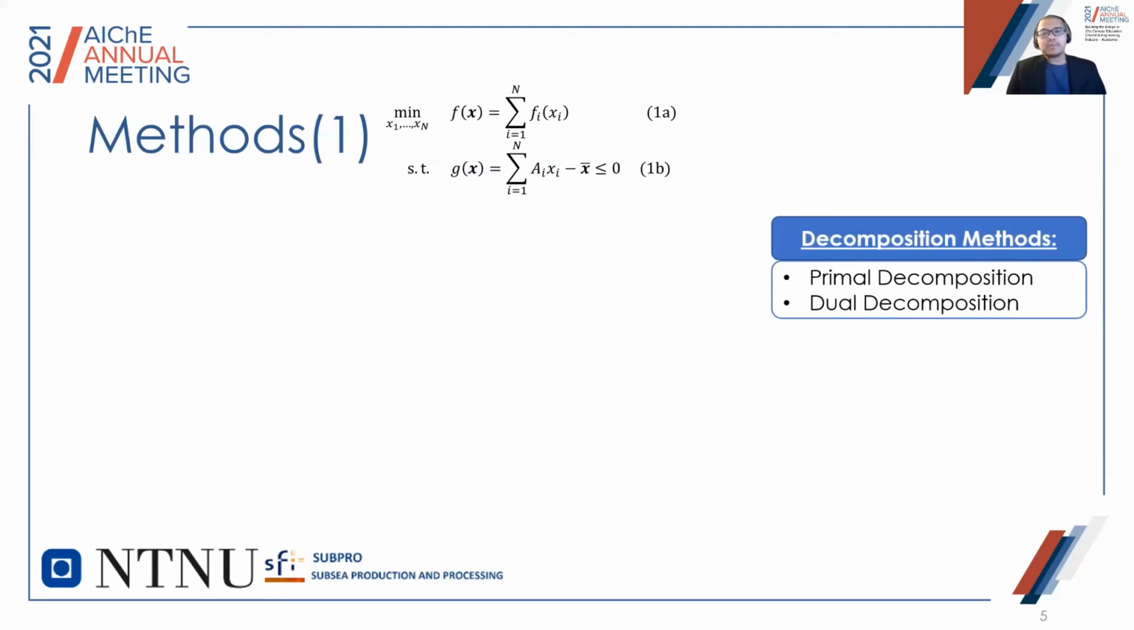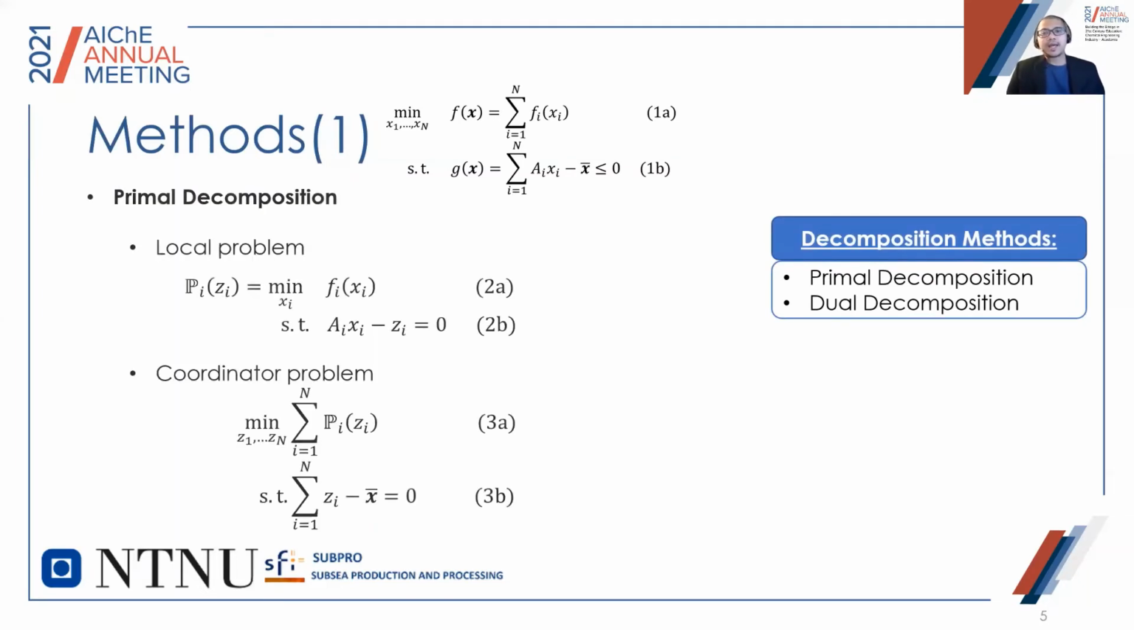We are going to talk about the primal decomposition briefly in this slide. As you probably see here, primal decomposition has a local problem where each local system is trying to minimize its local objective given the auxiliary variable z. And the coordinator layer is responsible for ensuring that the given allocated resource z is providing optimal performance for the entire system. These local and coordinator problems will be solved iteratively.